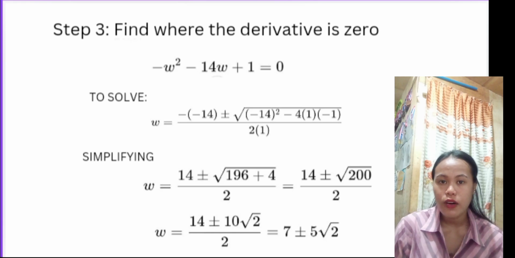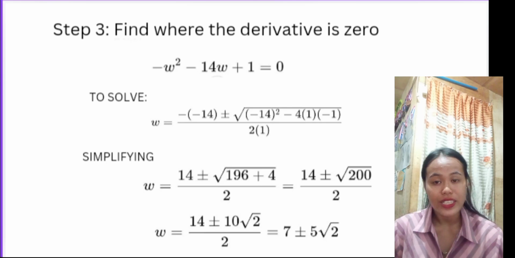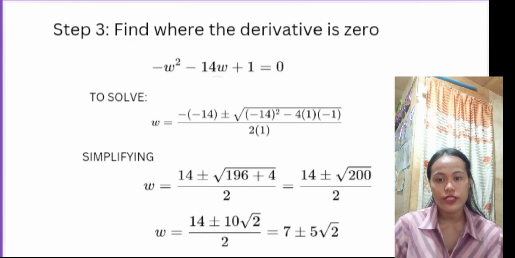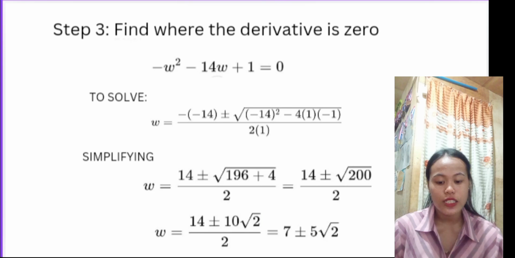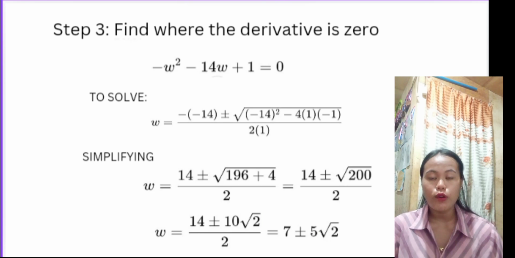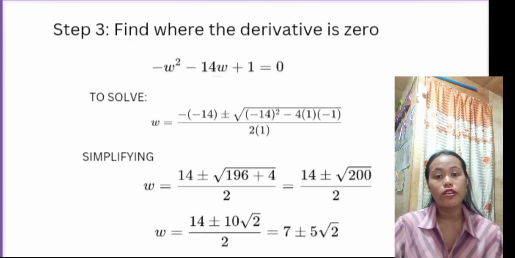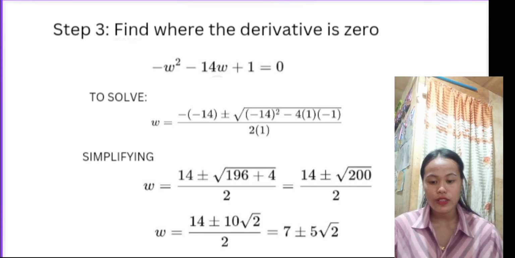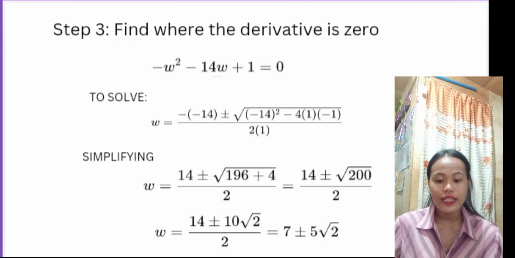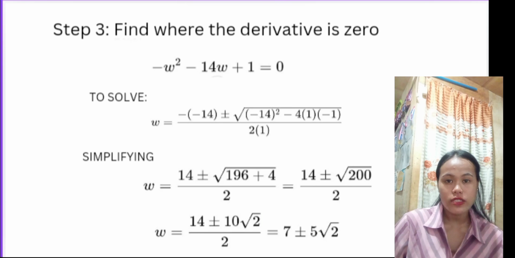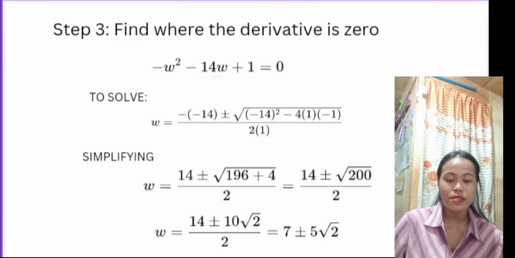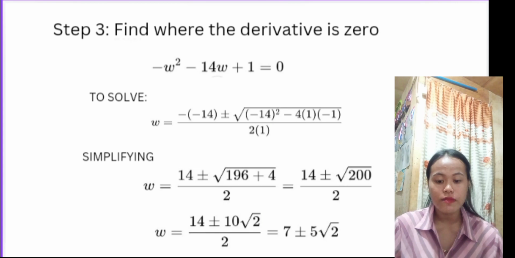Now we solve for the points where the derivative is 0, and this happens when the numerator is 0. Here's the equation: negative w squared minus 14w plus 1 is equal to 0. To solve this, we need to use the quadratic formula. The quadratic formula is w equals negative b, plus or minus the square root of b squared minus 4ac, all over 2a, which gives w equals 14 plus or minus the square root of 14 squared minus 4 times 1 times negative 1, all over 2 times 1.